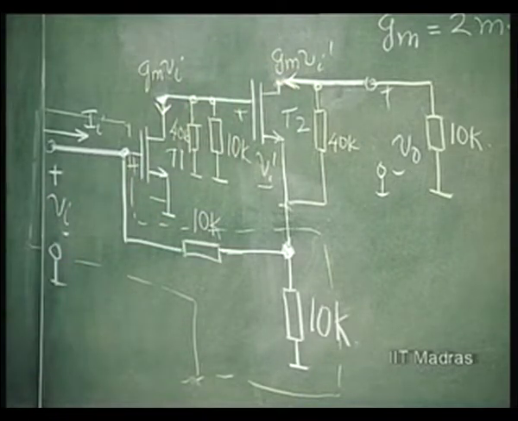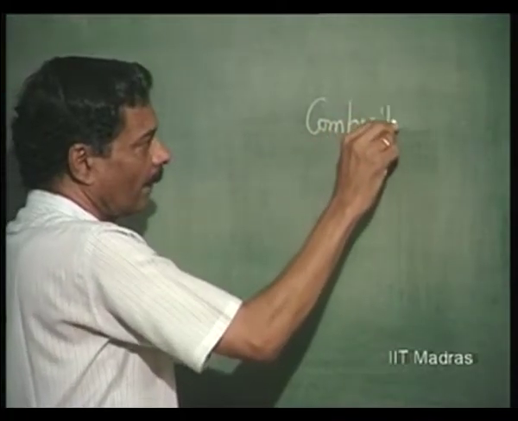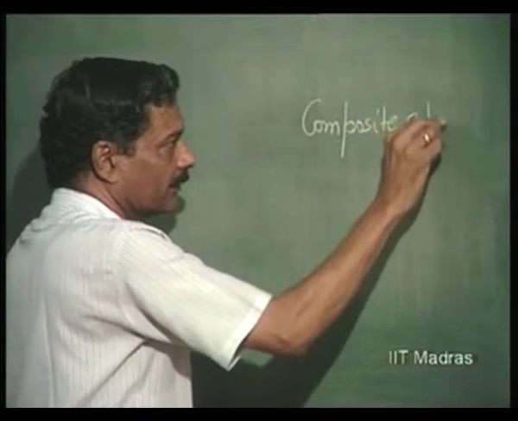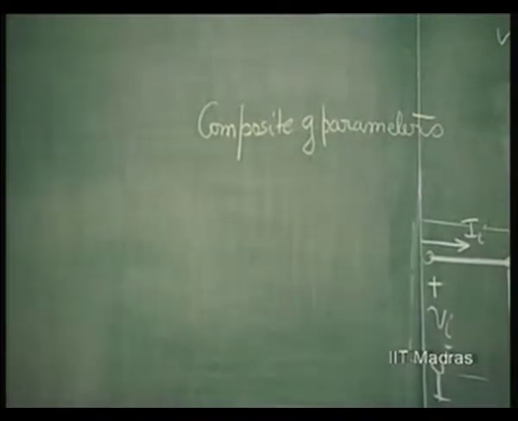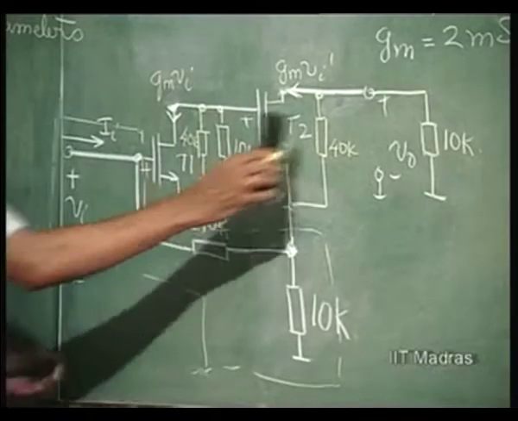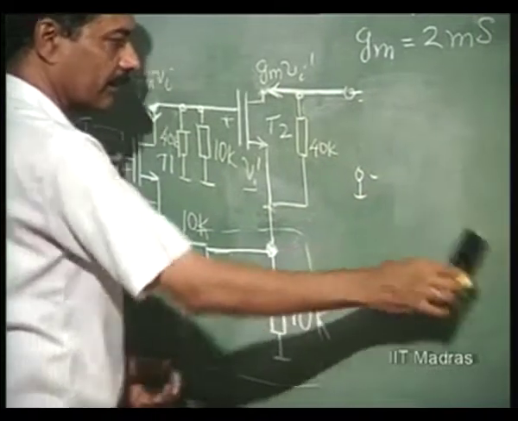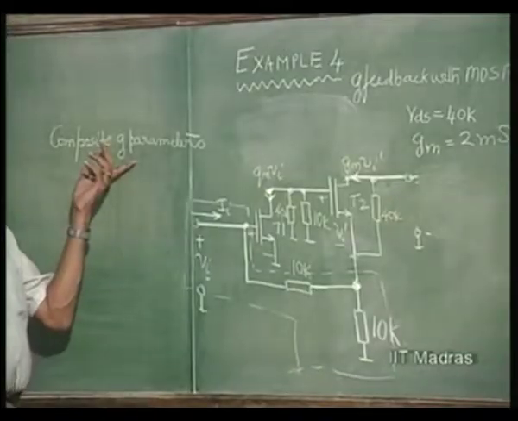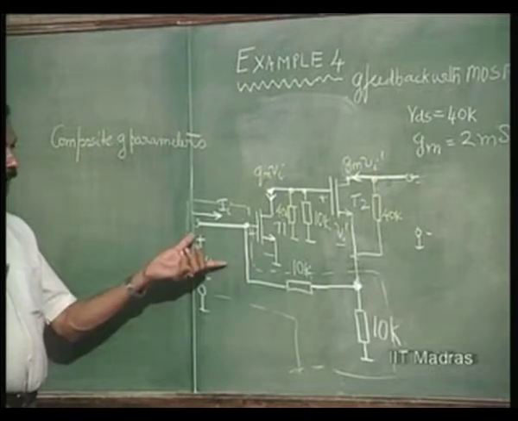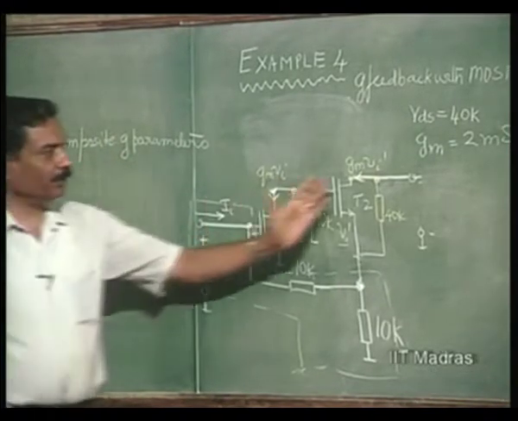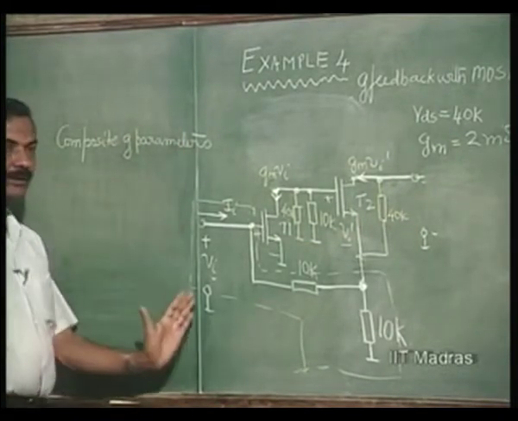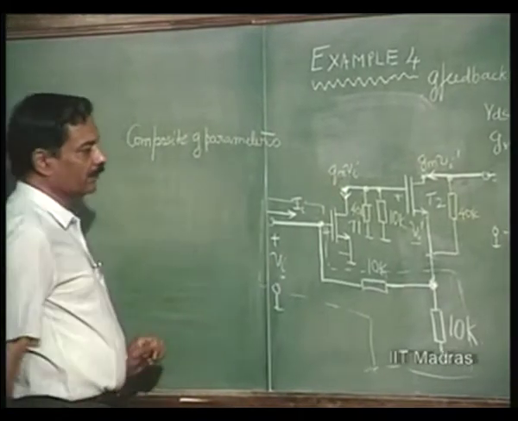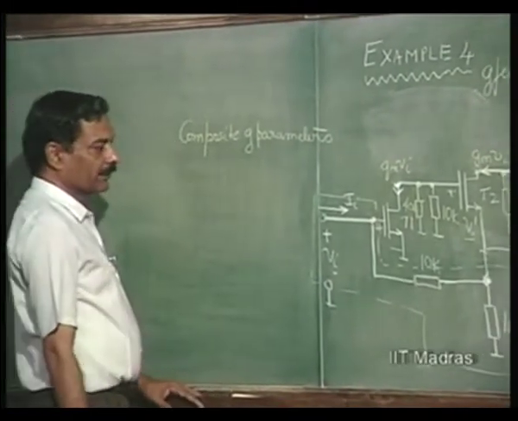Now, we have to evaluate the composite G parameters for this. That means, first I open circuit the output. Remember, G parameter, the two input parameters Gi and Gf are defined for open circuit output. Gr and G0 are defined for short circuit input. So, when I open circuit, what happens?